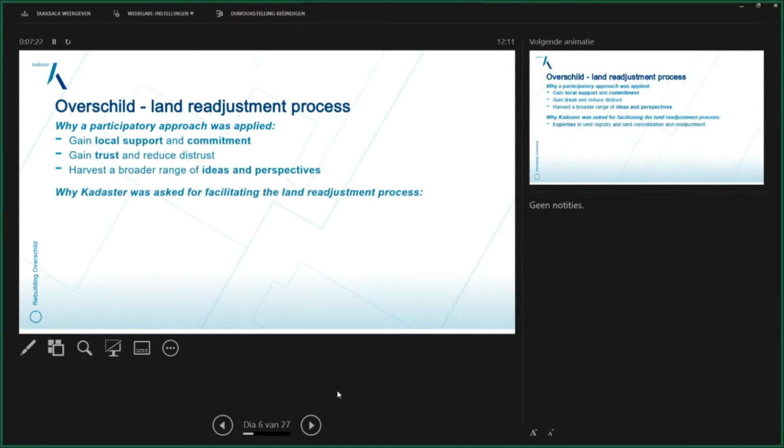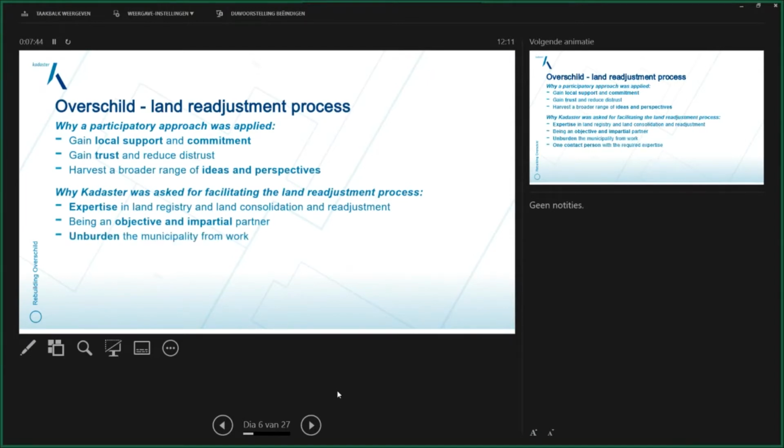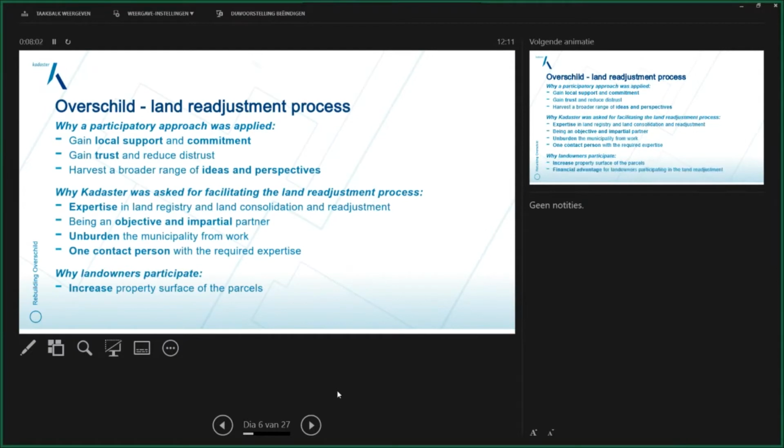Kadaster was asked for facilitating, for our expertise in land registry and land consolidation and readjustment. Most of the time people see us as an objective partner, otherwise than a municipality or a province. And of course, to take some of the work from the municipality. We have one project leader on the project, so there's one contact person with the required expertise, one person that knows most of the things happening there. Why do landowners participate? There are options for an increase of property size of the parcels, and there are some financial advantages when they join the process, like notary fees or cadastral surveying fees, which they sometimes do not have to pay.